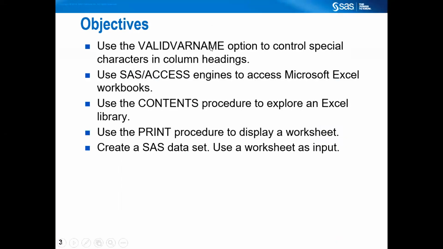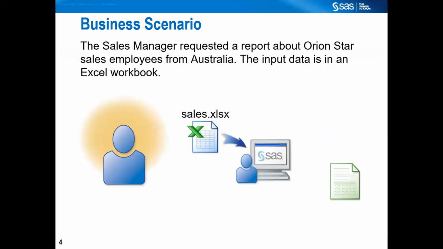So this is what we have seen: var name and engine and contents, and drop print from a worksheet and create a data set using the worksheet as an input source. This is the scenario: we have to generate a report for sales information of employees of the sales department from Australia, but the input source is in XLS, and that source has to connect into the SAS environment so that we can generate a report.